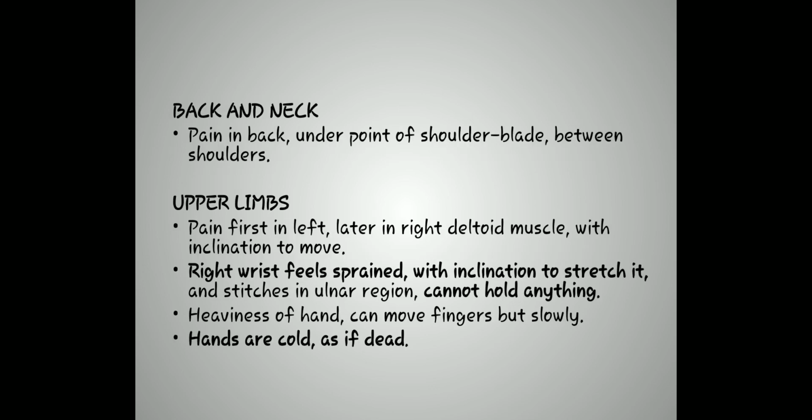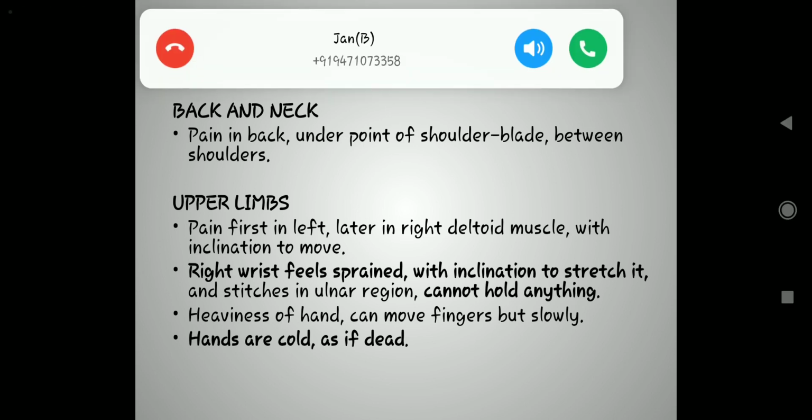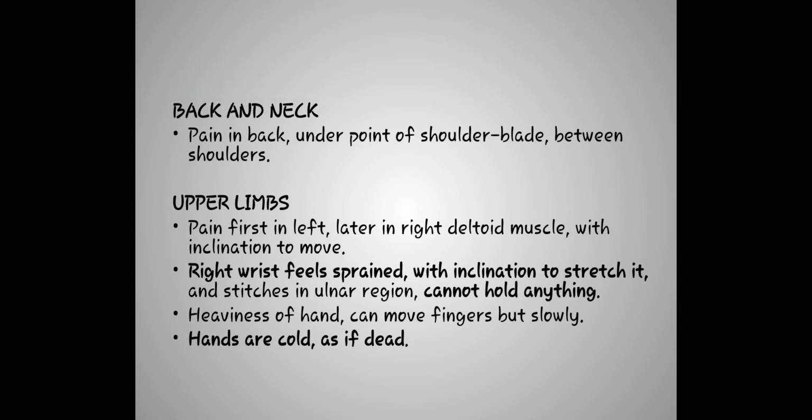Pain in the back, especially under the point of the shoulder blade, between the shoulders. Upper limbs, pain first in the left, then later in the right deltoid muscle with inclination to move. The right wrist feels sprained with inclination to stretch it, and stitches in the ulnar region, so they cannot hold things. Hands are cold as if dead. Heaviness of hands is also seen, so they can move fingers but slowly.